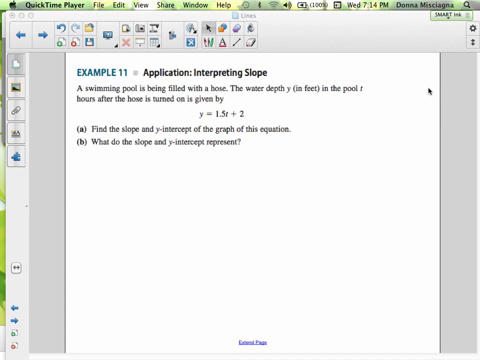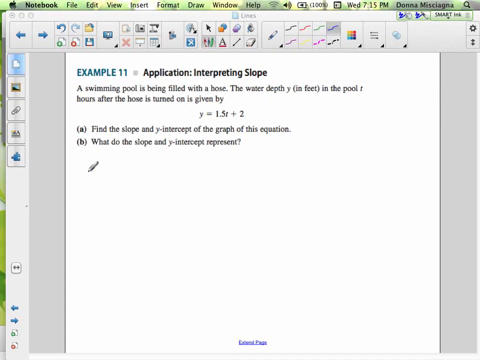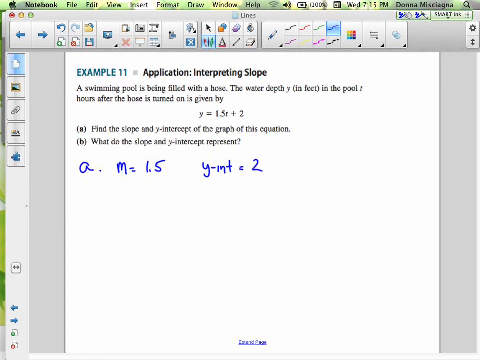Right, so first of all, A, let's find the slope. Well, that's not too hard, right? It's already in slope-intercept form. So the slope is going to be the coefficient on t, so the slope is 1.5. And the y-intercept is 2, right? That's what's being added in. All right, so now that we've identified the slope and the y-intercept, let's interpret what those mean.